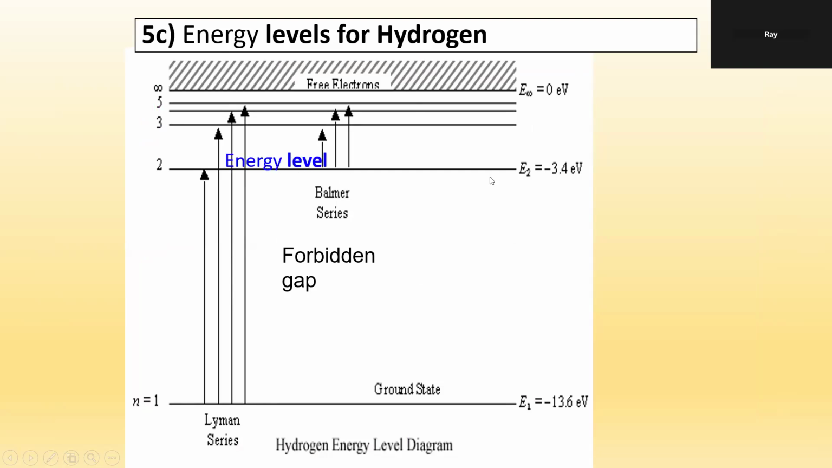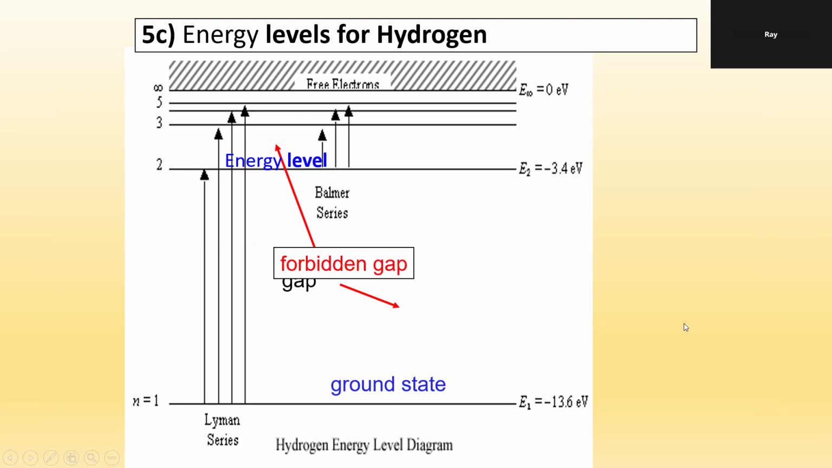The lowest one is the ground state. Ground state E1 is minus 13.6. Between the energy levels is a forbidden gap. The electron cannot have energy within this region. It can have energy in the energy levels there, minus 3.4, and another one there. We come from the bottom: n equals 1, E1; n equals 2, E2.